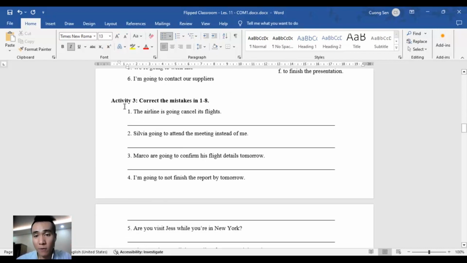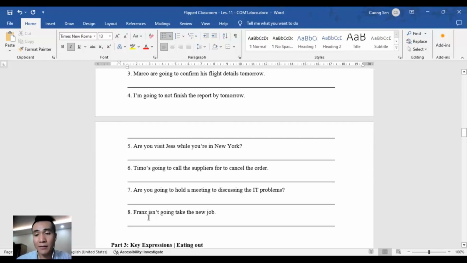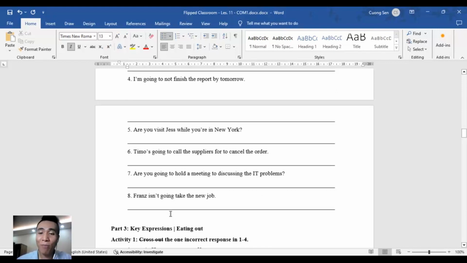And in activity number 3, there are some mistakes in these sentences. Can you please correct them? Write the correct version that you think, and send it back to me. I'll grade your work. We have 8 sentences, right? Try to do that. Please do it, and I will move on to part 3.